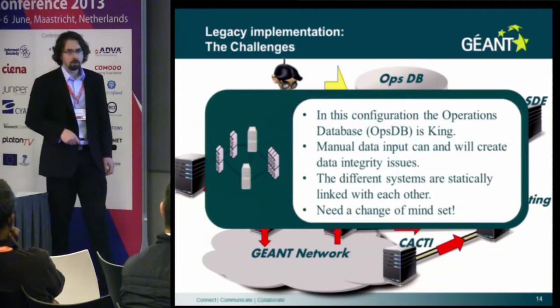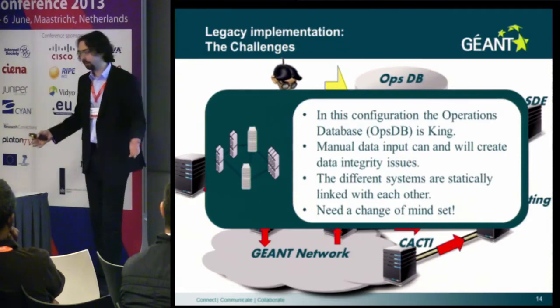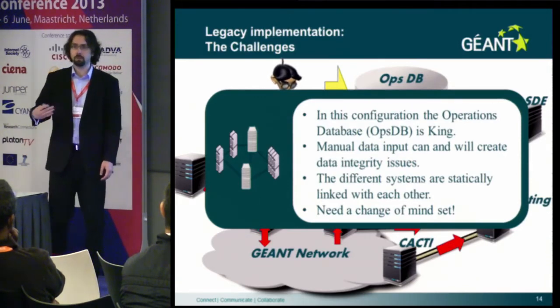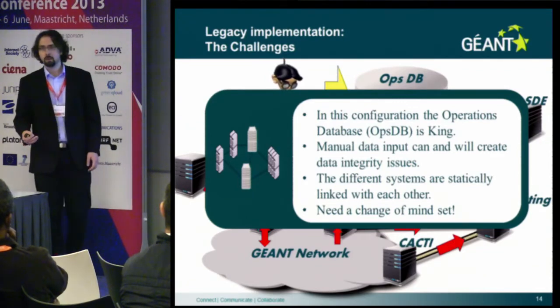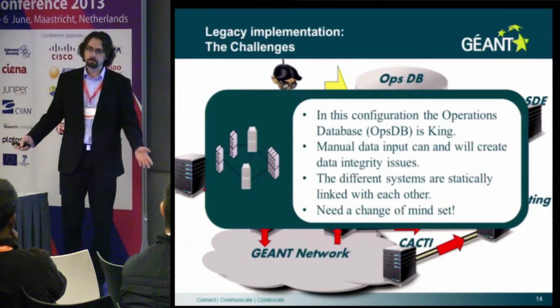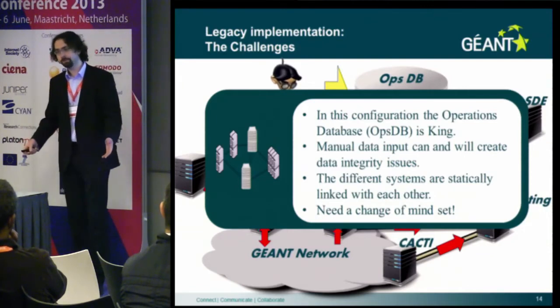So obviously, you're going to tell me there is a problem there. Yes, in this model, the ops database is king. It controls everything. But everything is entered manually, so it's prone to errors, and an error in the core system is then propagated everywhere. So we had to think about it again.